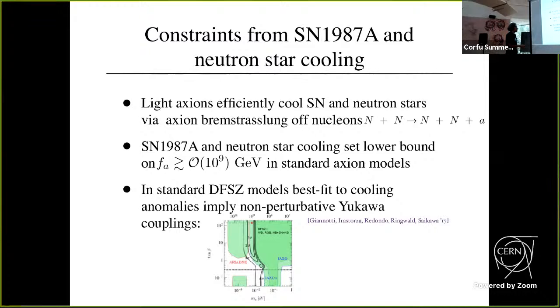And in fact, it would be even higher if they wouldn't introduce a perturbativity constraint. But even this perturbativity requirement would need some new physics curing the perturbativity just above the electroweak scale. So basically, in principle, one can explain this anomaly in the DFSZ models, but one needs to go to the non-perturbative regime, which is very problematic.